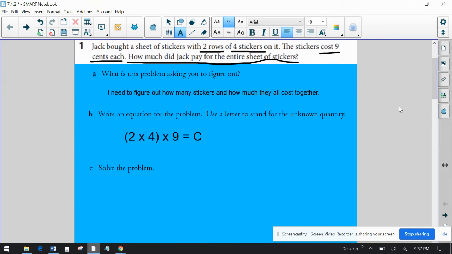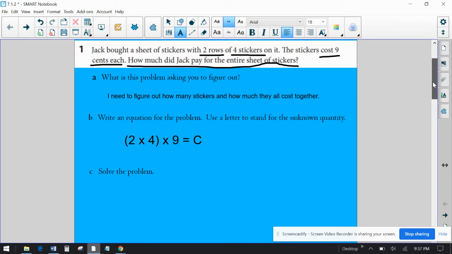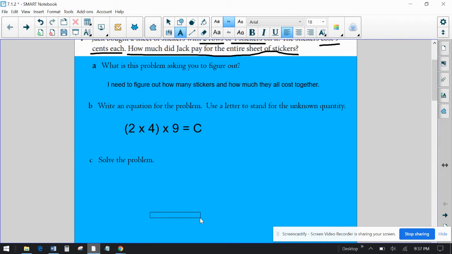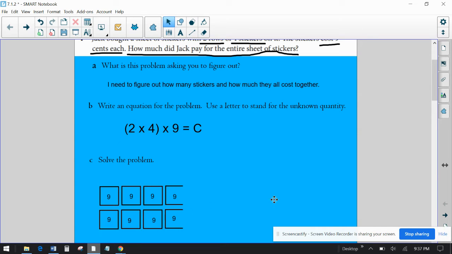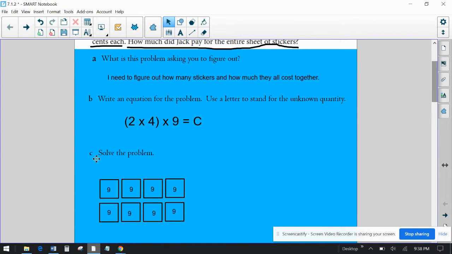So now we're going to solve the problem. Now there's so many different ways to solve this problem. Obviously, we have to do the first step. So when I first read that I pictured this in my brain. I saw the 2 rows of the 4 stickers. And then the next step, I've added value to each sticker. So basically, it's like an array with a 9 on each one.